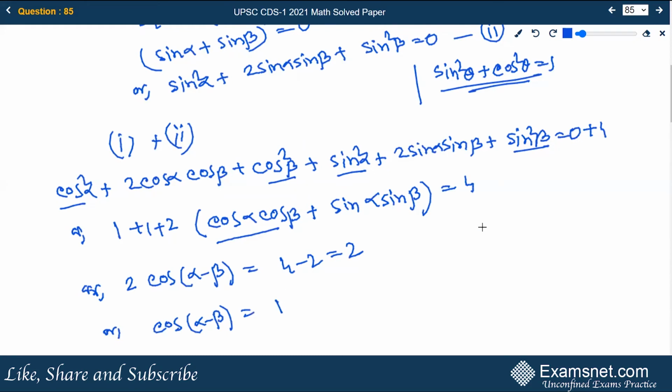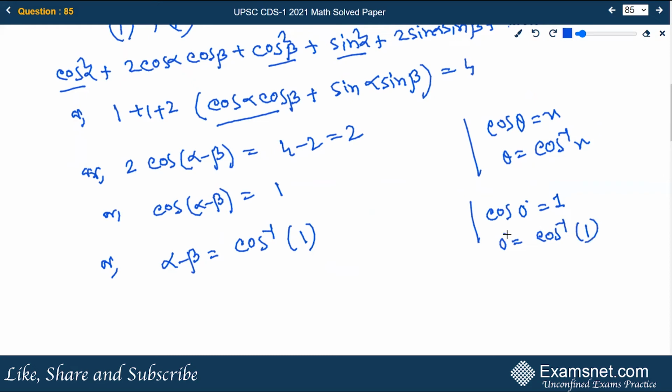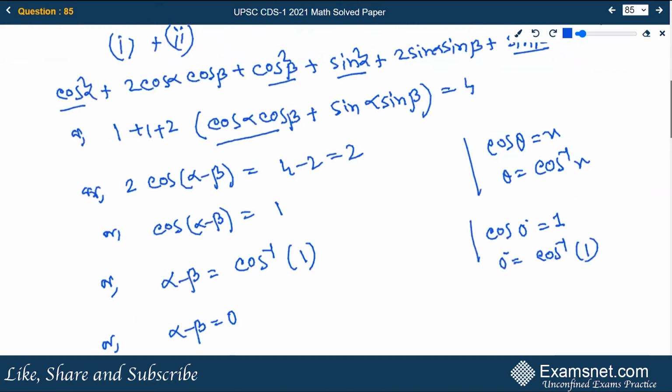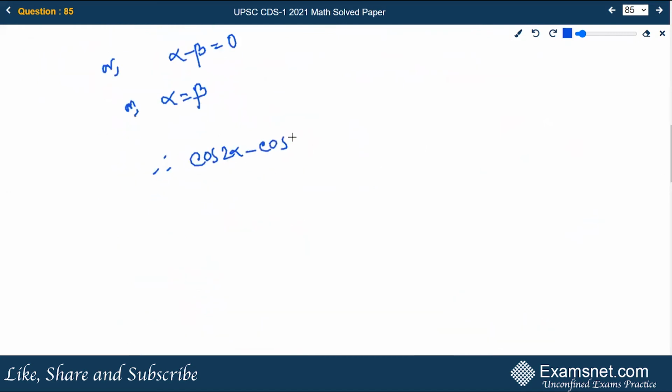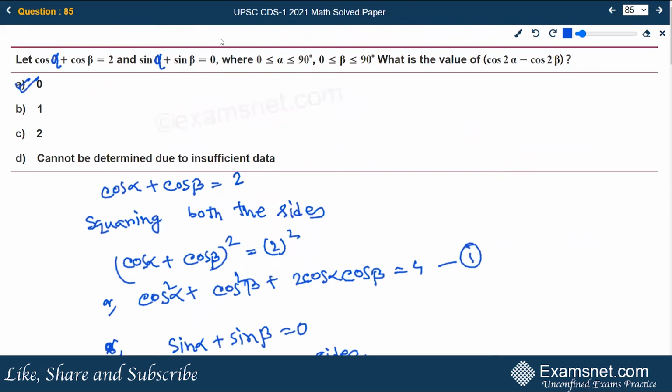Now we know if cos theta equals x, then theta can be written as cos inverse x using inverse trigonometry concept. So further we can write alpha minus beta is cos inverse 1. Since cos 0 degree has value 1, cos inverse 1 will give us value 0, that is alpha minus beta is 0. So we can say alpha equals beta. Therefore, the required expression cos 2 alpha minus cos 2 beta will result in 0, because both will become cos 2 alpha or both will become cos 2 beta. That is the entire solution. Here option E is the correct answer.